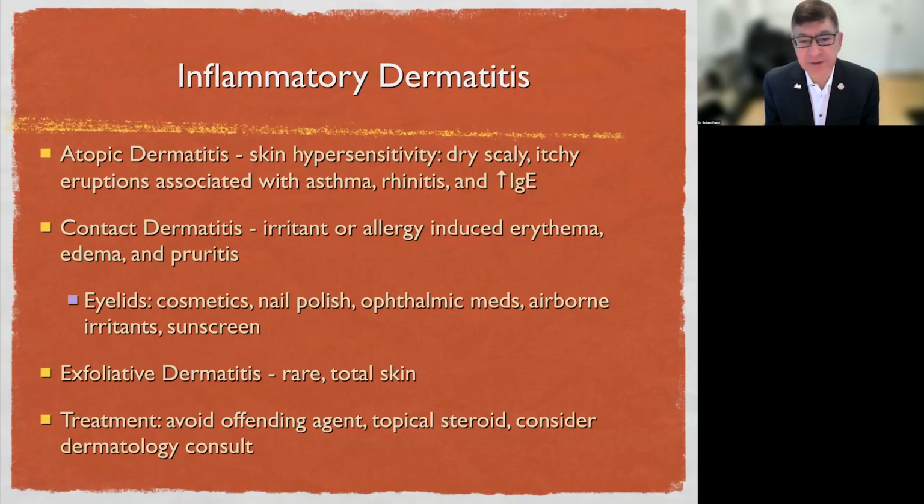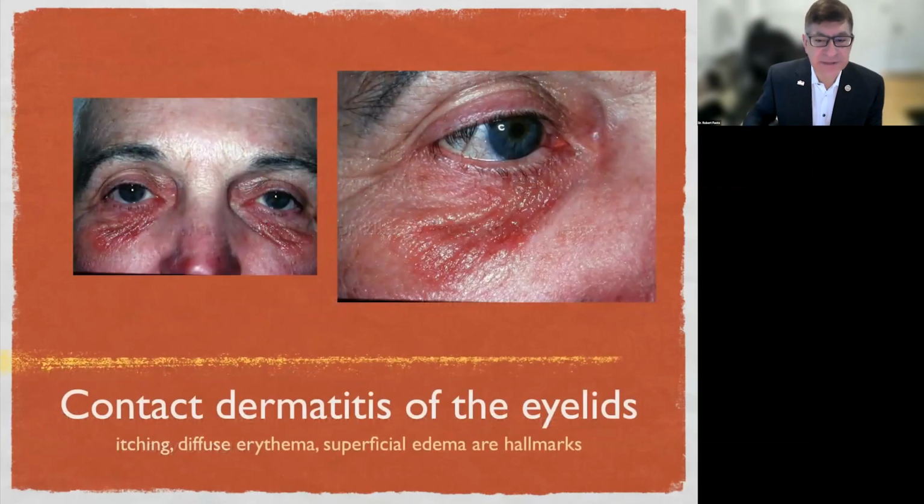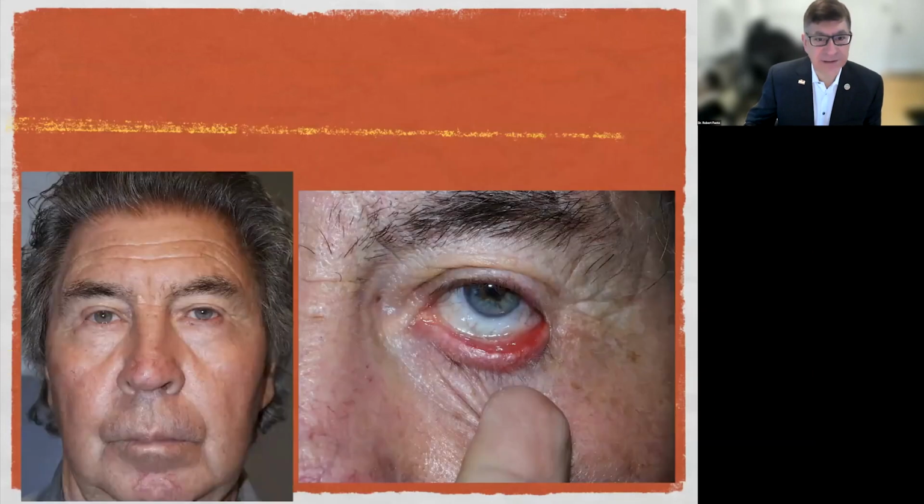Can also have an exfoliative dermatitis, which is much more rare. The treatment is to avoid the offending agent. You can use topical steroids. Sometimes a dermatologist can be helpful in identifying what's the causative factor. Here's an example of contact dermatitis of the eyelids associated with eyelid ointment. Again, itching, diffuse erythema, superficial edema, these are the hallmarks of a contact dermatitis.